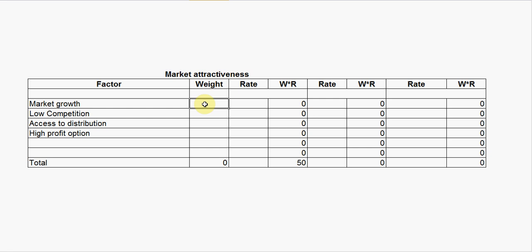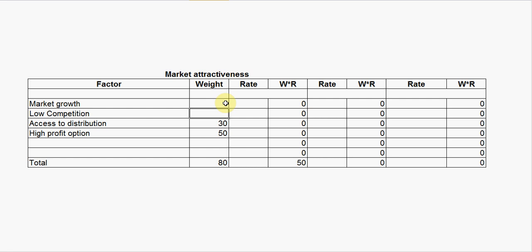You get the organisation to add some weighting to them. They might say, well, yes, market growth is very important, but really it's not that important. Let's say high profit is the most important thing we're looking for. According to this model, you have 100 points to spend. So let's say high profit is worth 50 out of that 100. We might say access to distribution channels is also fairly important, so we'll give that 30 out of 100.